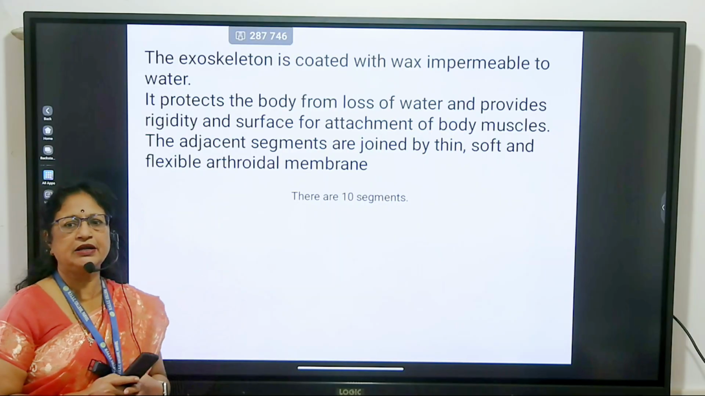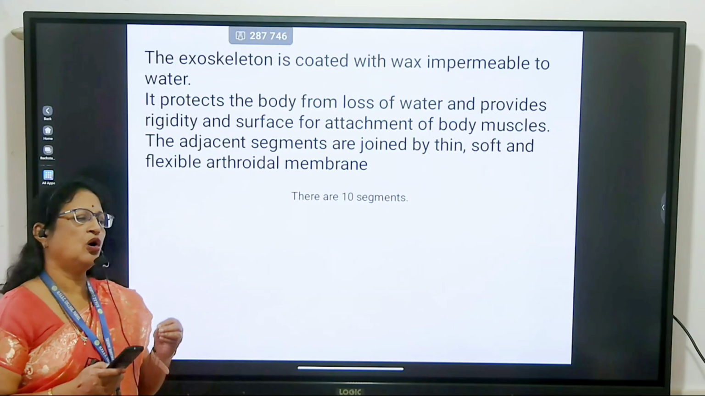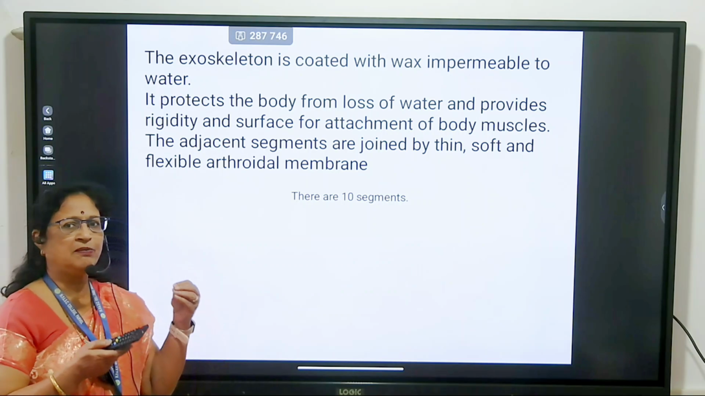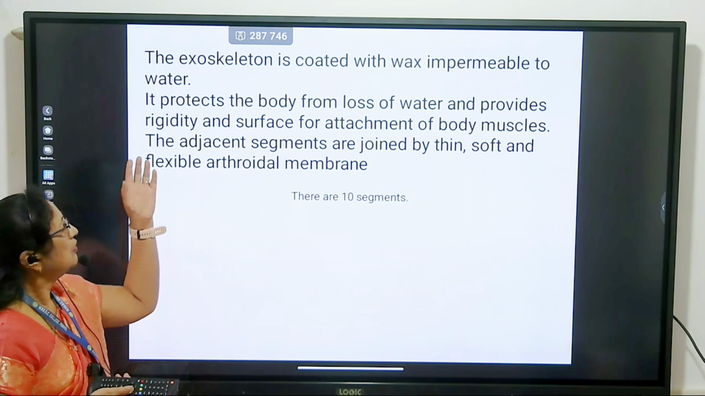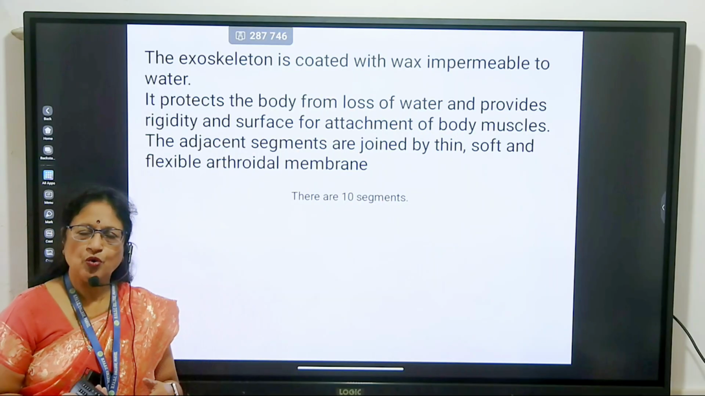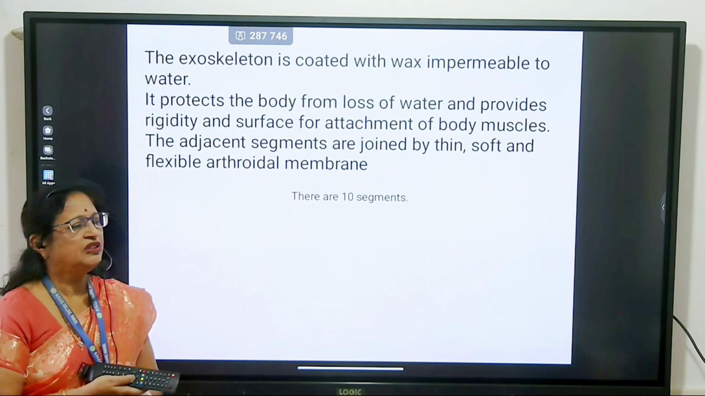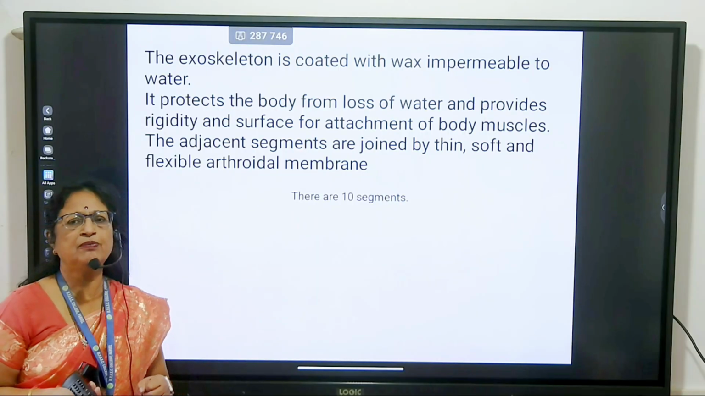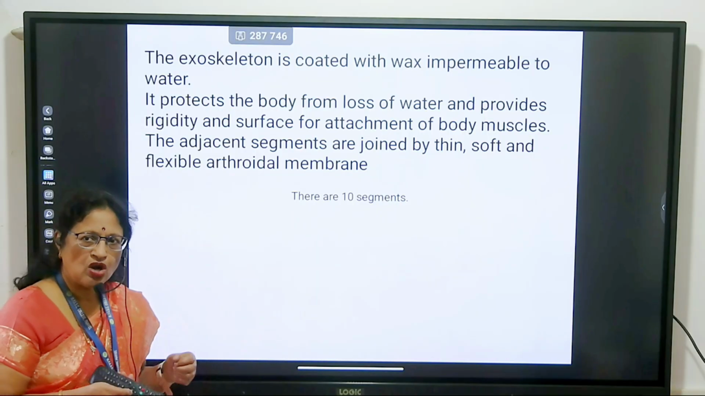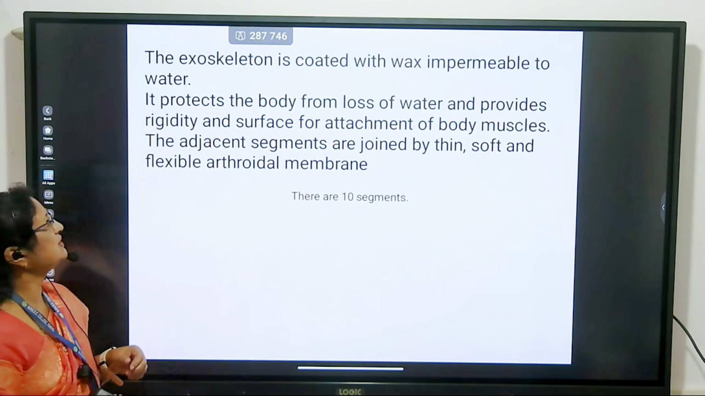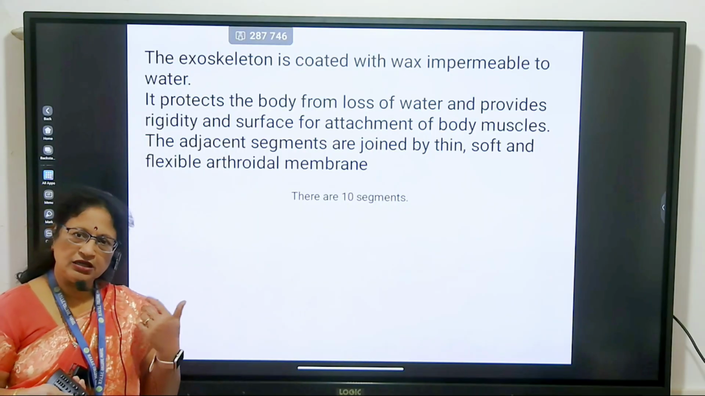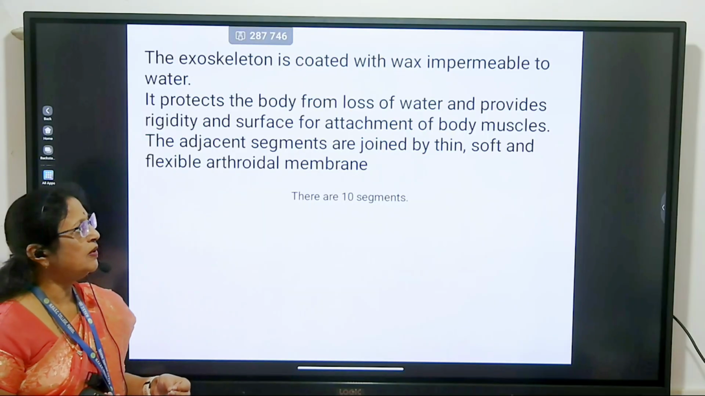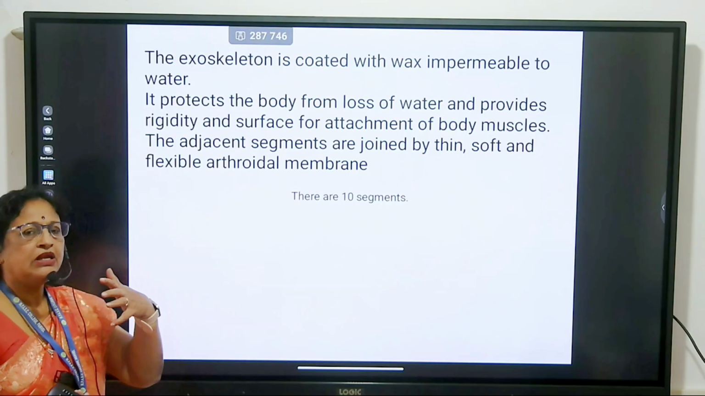This exoskeleton is coated or covered by a waxy structure which is impermeable to water, so that the body is protected. This waxy coating protects the body from loss of water and provides rigidity, and it also provides the surface for attachment of body muscles.